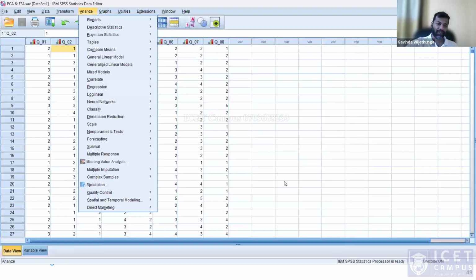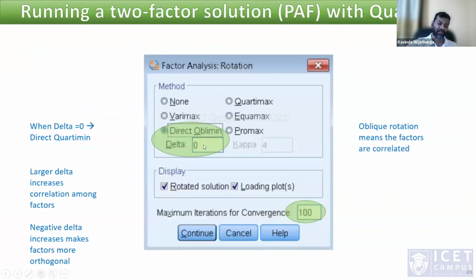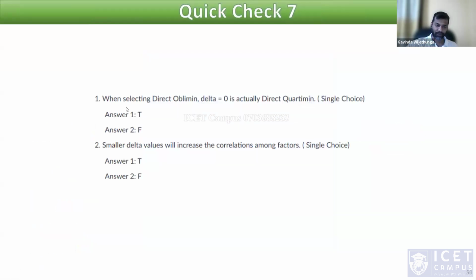Then when delta equals 0, this is direct quartimin, right? A larger delta increases the correlation among factors. So we can change the delta value, and the correlation is increased. A negative delta makes the factors more orthogonal, right? So oblique rotation means the factors are correlated, right? The factor correlation matrix, the factor pattern matrix, and the factor structure matrix. We continue.